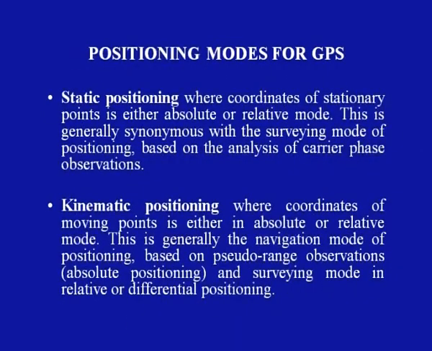Another category of positioning mode is the static positioning, where the coordinates of the stationary points are either absolute or in relative mode. This is generally synonymous with the surveying mode of positioning based on the analysis of the carrier phase observations. Other type is the kinematic positioning, where the coordinates of moving points either in absolute or relative mode are to be determined. This is generally the navigation mode of positioning based on the pseudo range observation, that is absolute positioning, and the survey mode in relative or differential positioning.